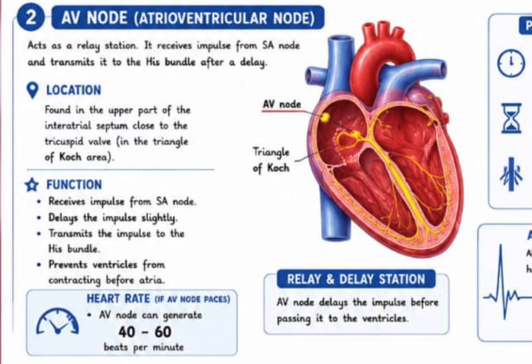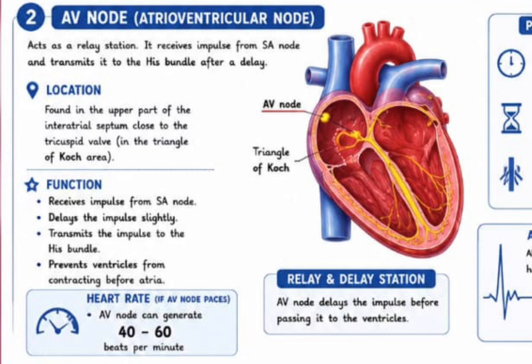I told you that the conducting fibers are the SA node, the AV node, the bundle of His, and the Purkinje fibers. Are you getting it now? We have the SA node, the AV node, the bundle of His, and the Purkinje fibers. Since you have understood this pattern, it immediately gets the impulse from the SA node and gives it to the AV node. So the AV node is our relay station that connects the SA node to the bundle of His.